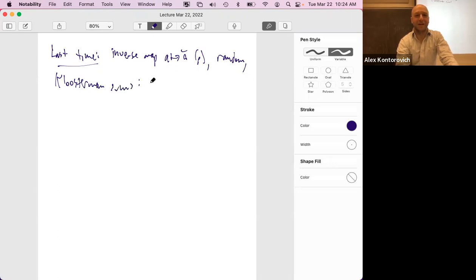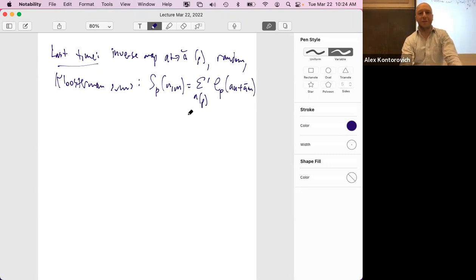which look like S_P of N, M is equal to a sum over A. Of course, that A has to be invertible to even think about this map, but then e to the 2 pi i over P, AN plus A bar M, which is like the two pieces. Okay. And then we gave Kloosterman's bound. We saw this was bounded by P to the 3/4 or something. So it should be of size 1. Of course, this is only if (N, M) is not equal to (0, 0).